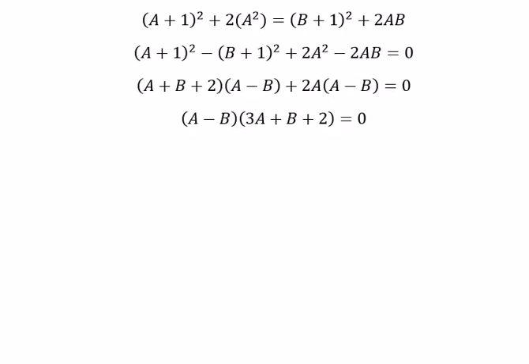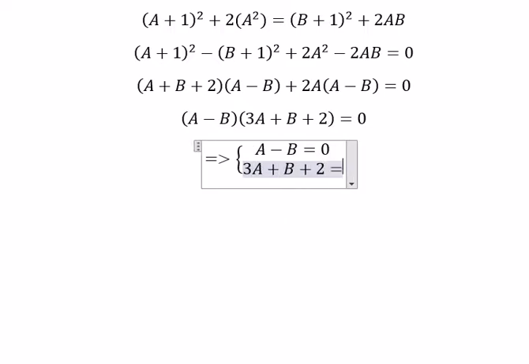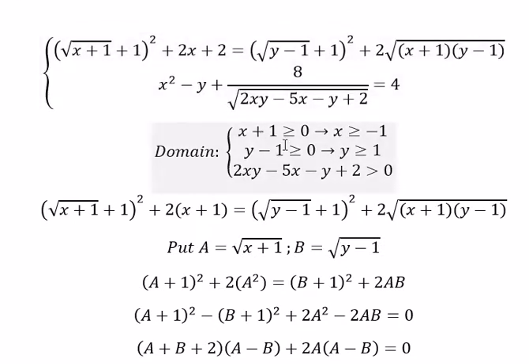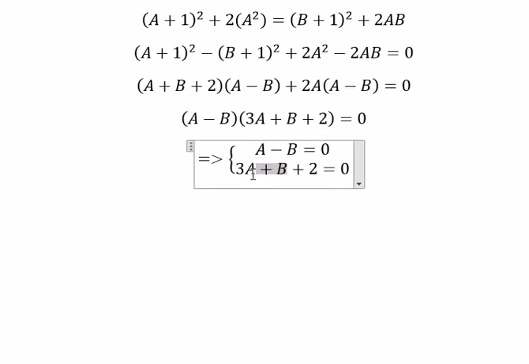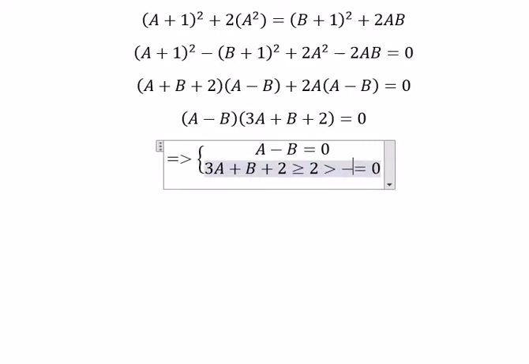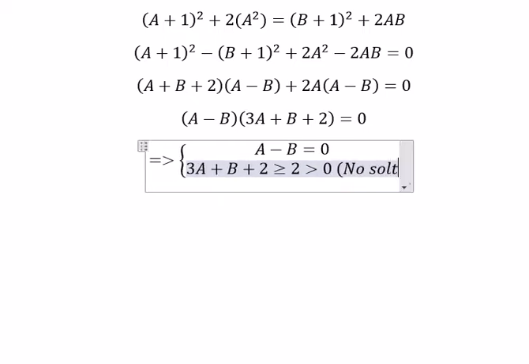So in this situation, we get a minus b equal to 0, and 3a plus b plus 2 equal to 0. If we look carefully at a and b, they are square roots. Because they are square roots, they are positive numbers. That means this one is greater than or equal to 2, and 2 is greater than 0. So in this situation, we say there are no solutions.